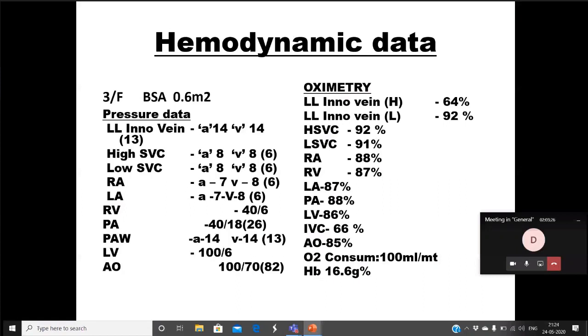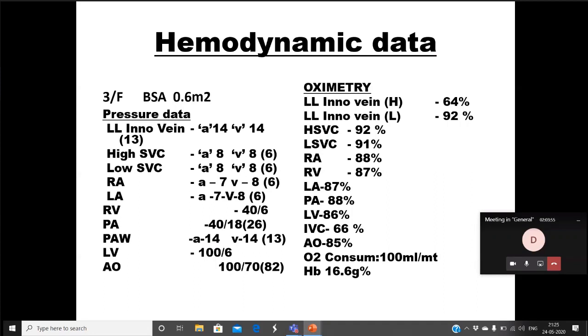LV pressures and RV systolic pressure are different, so there is no VSD as such. LV and aortic systolic pressures are equal, 100 and 100. So there is no gradient, and diastolic pressure of aorta is normal. Yes, right. So there is a gradient between left innominate vein and SVC.